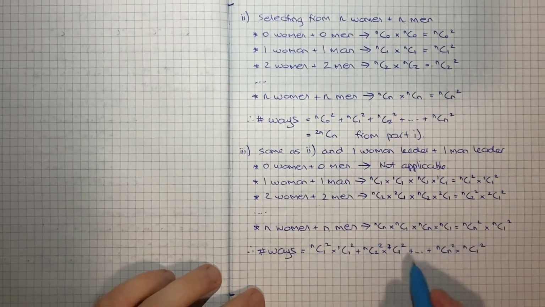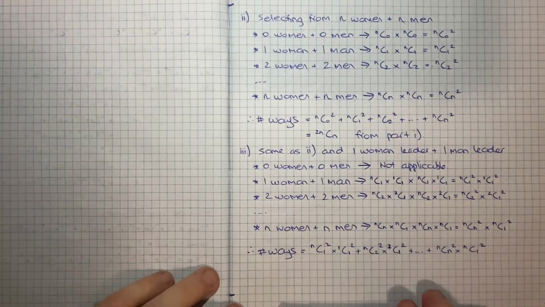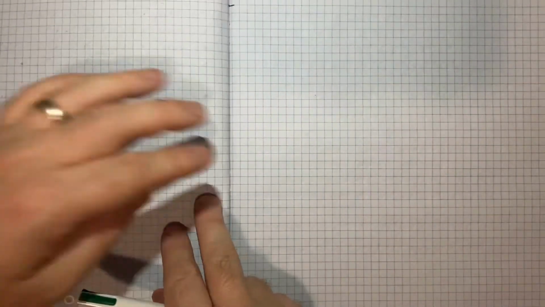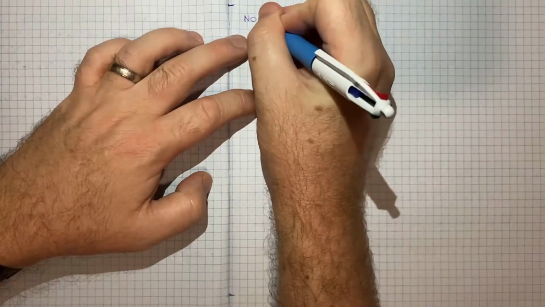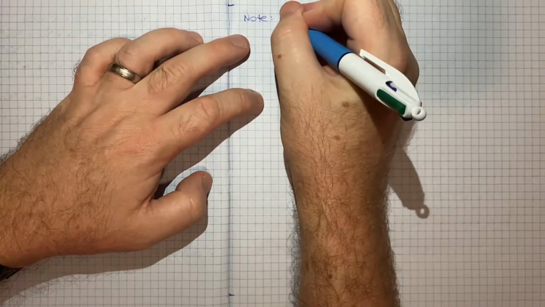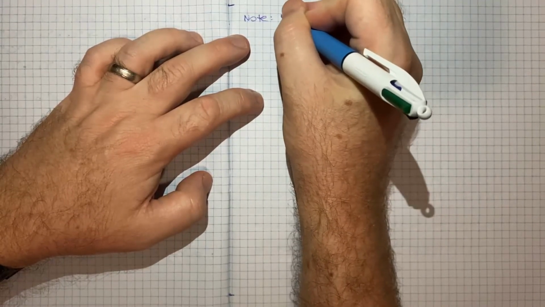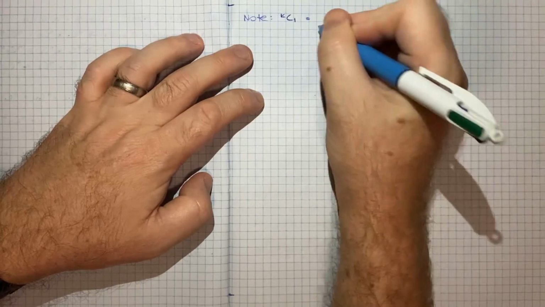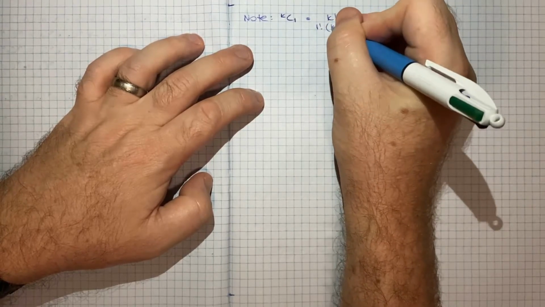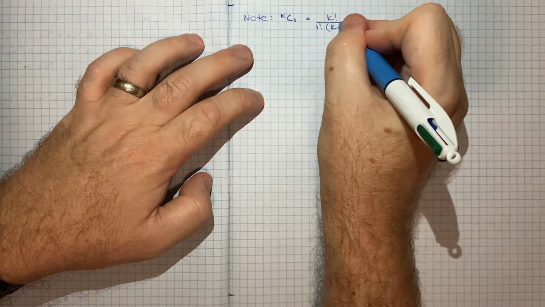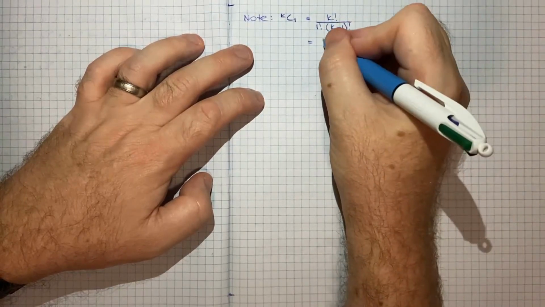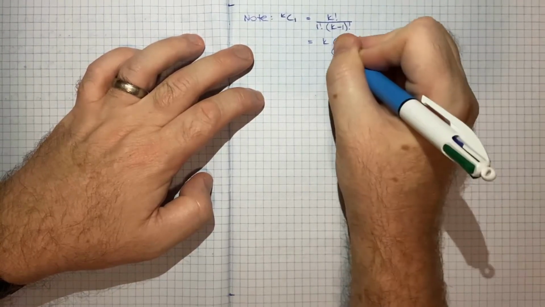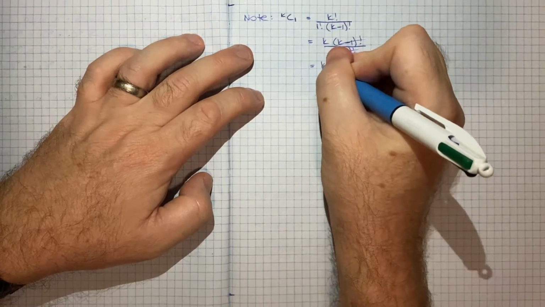So now something we can note here, and maybe I'll turn the page just to have a bit more space, is that kC1, or any combination where it's 1 at the bottom, we can write as k factorial over 1 factorial times k minus 1 factorial. And that, therefore, is k times k minus 1 factorial over k minus 1 factorial. And these cancel, and it's just k.